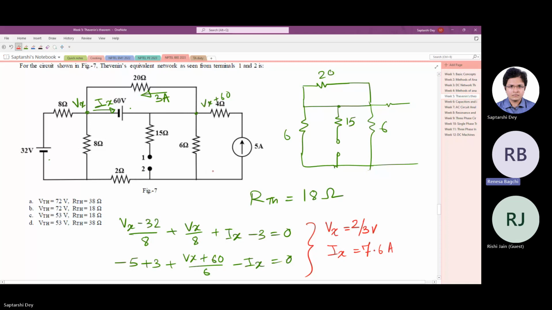So the final one is coming 2Vx plus 8Ix equals, no, wait, 56. Wait, wait, I made a mistake. I assumed this one to be 0. If this is 0, this is not 0. So there is some current flowing here.